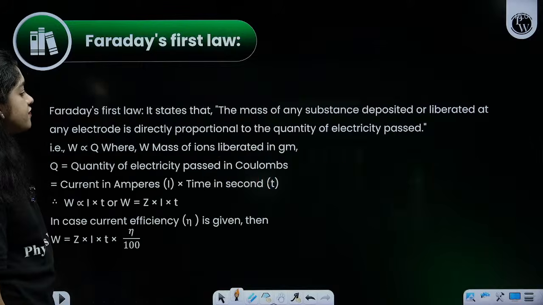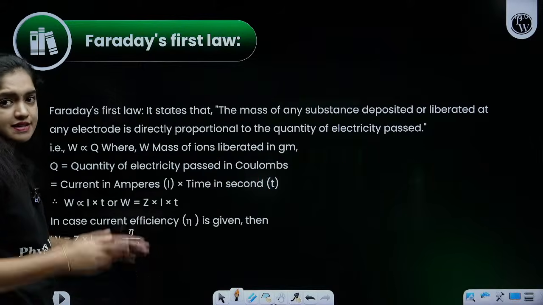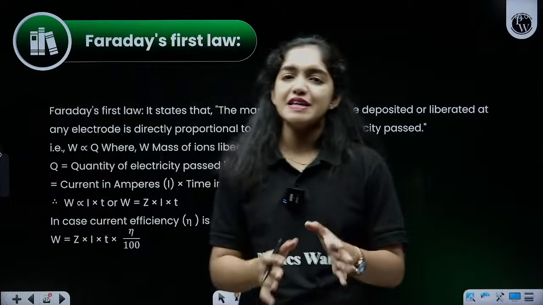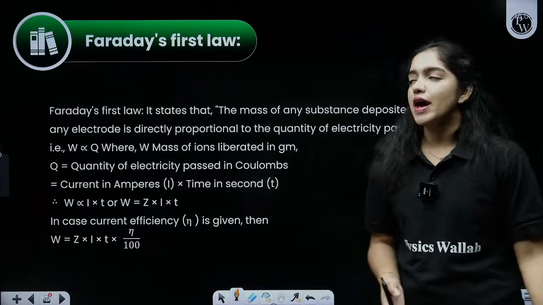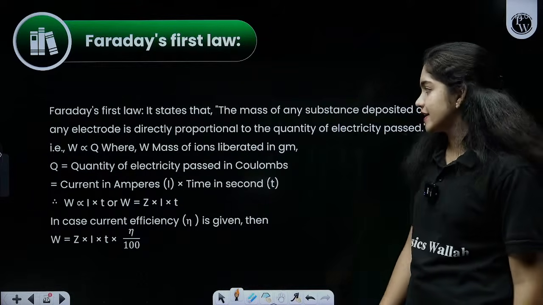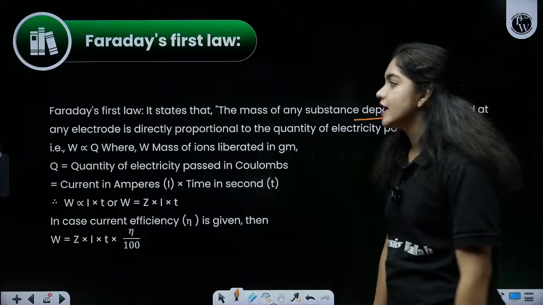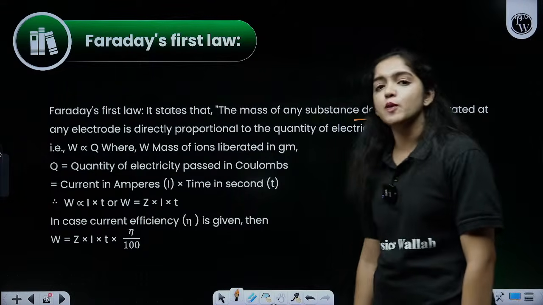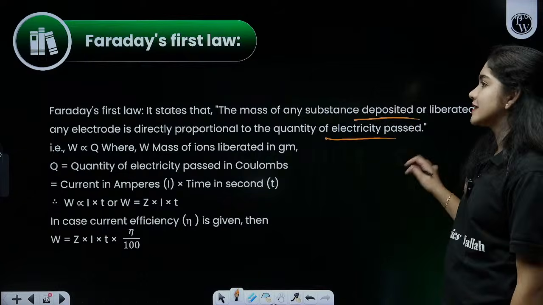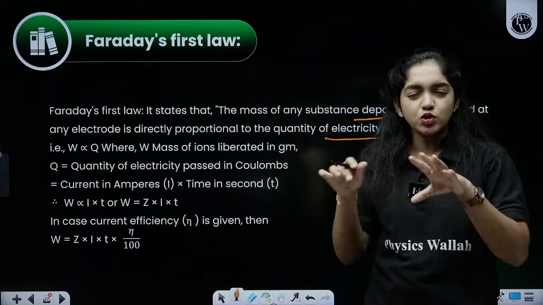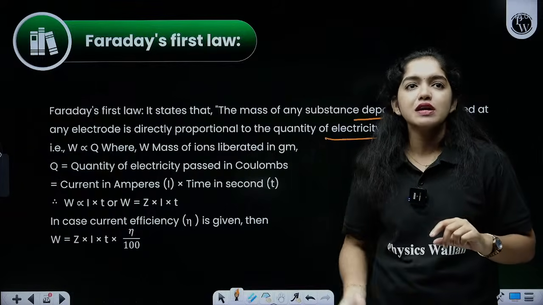Okay. So we are going to the first law of Faraday. This is very important, and they will ask, simply state Faraday's first law. It is a previous year question, PYQ question. Faraday's first law states that the mass of any substance deposited or liberated on any electrode is directly proportional to the quantity of electricity passed, right? When we are passing electricity from the battery to the electrodes, what will happen?